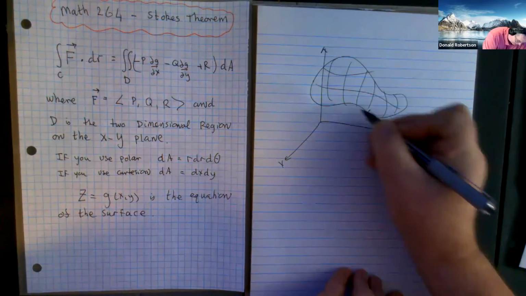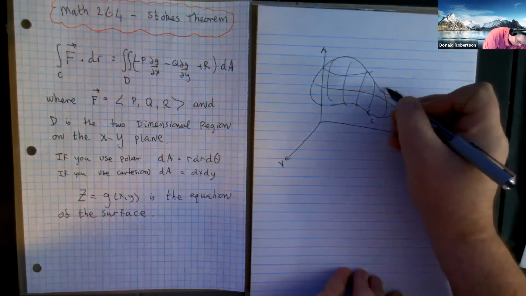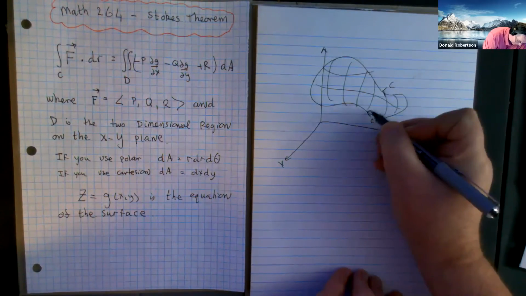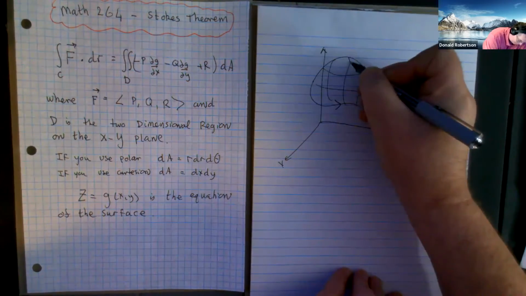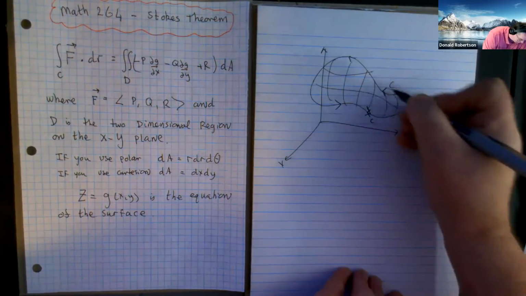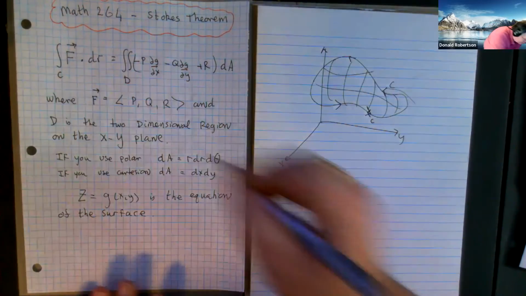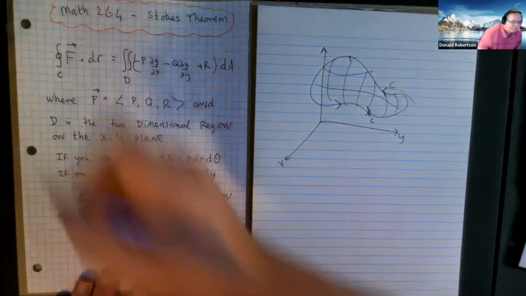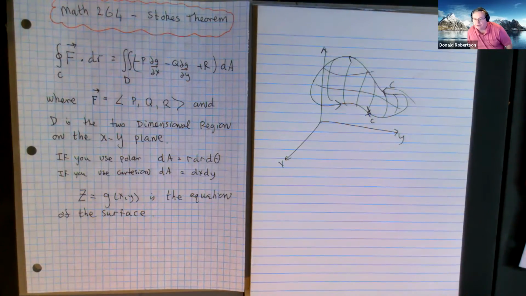C is going around that surface. Actually, I should go around anti-clockwise if I want to get the right orientation. That's C. Closed loop. C must be a closed loop. Sometimes they put a little circle around it. Sometimes they don't, but it's a closed loop anyway.